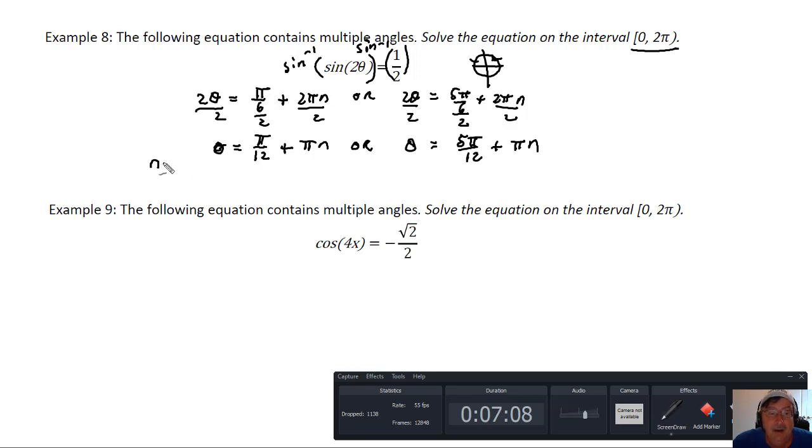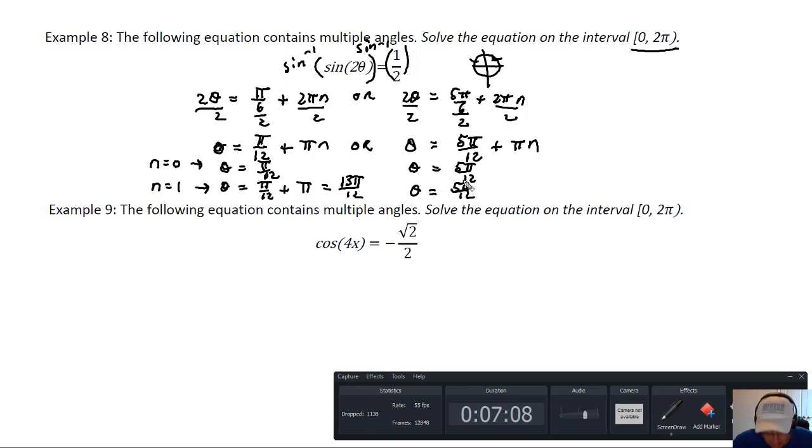Now, what we want to do, it says find all the angles from 0 to 2 pi. So here's what we're going to do here. We're going to let n be 0. Okay, remember, n is an integer, and when n is 0, we're going to get pi over 12 plus 0 times pi is 0, so that's one answer, or 5 pi over 12, if that's 0, would be the second answer. Okay, now when n equals 1, we're going to end up with the angle theta equals pi over 12 plus pi times 1 is pi, which would give us 13 pi over 12. And similarly over here, if n is 1, theta would equal 5 pi over 12.